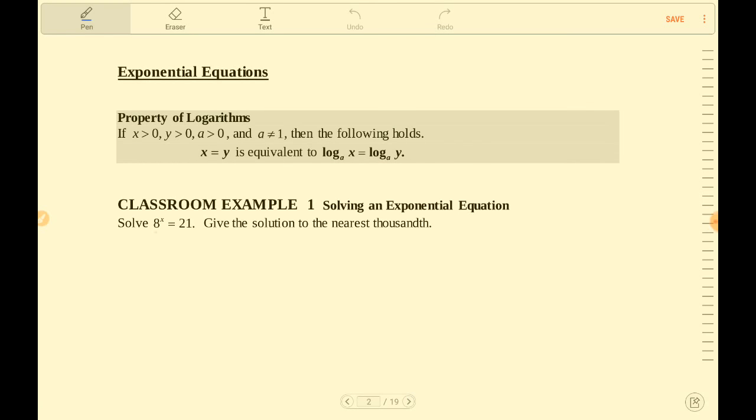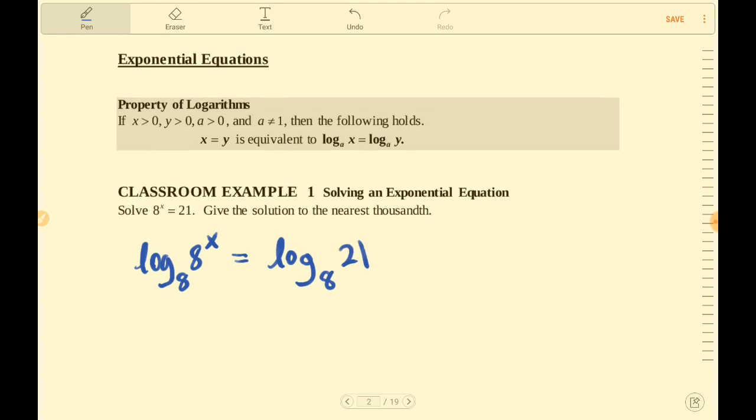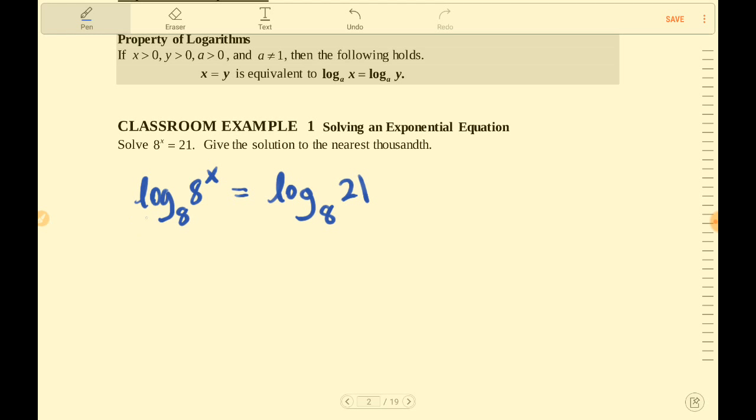All right, so what I want to do is get x out of that exponent, because I can't solve for x while it's up there in that exponential position. So by taking the log base 8, I will be applying an inverse operation so that I can get x out of the exponent. So the log base 8 of 8 to the power of x is equal to the log base 8 of 21. Now, we can use properties of logarithms to simplify this left-hand side. So we can put the x in front.